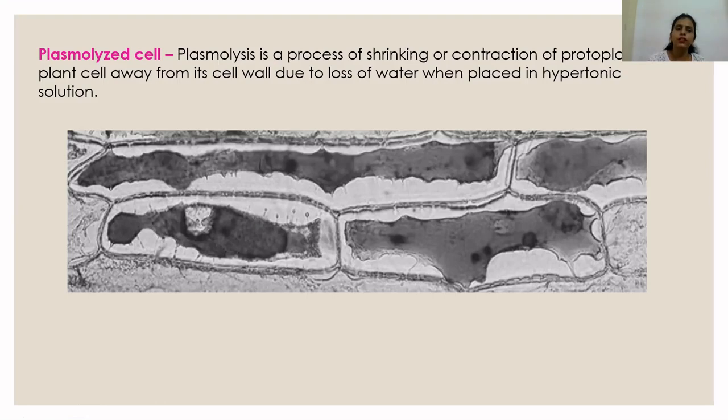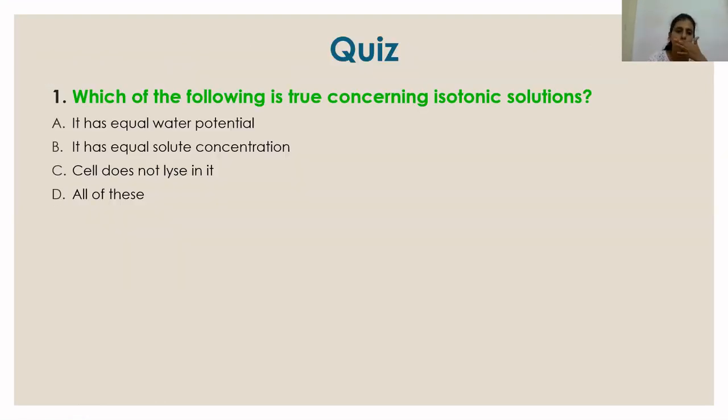Now I have a short quiz for all of you. The first question is, which of the following is true concerning isotonic solutions? Out of these 4 options, you have to identify which is actually true. The first one is, it has equal water potential. That's true. Whenever a cell is placed in an isotonic solution, it will always have equal water potential to the cell. Then, it has equal solute concentration. That is also true. Water potential is equal because of the presence of equal solute concentration.